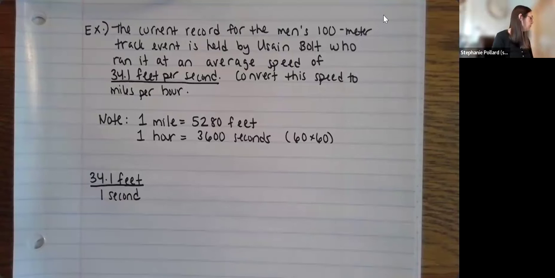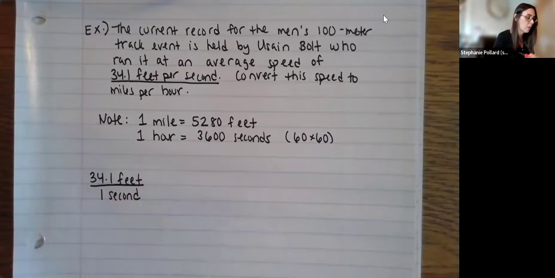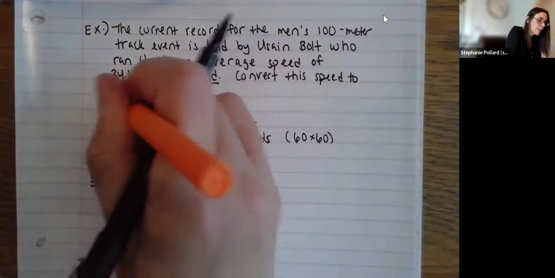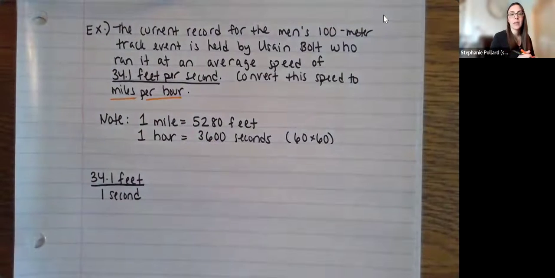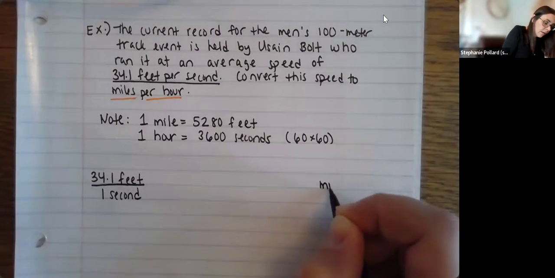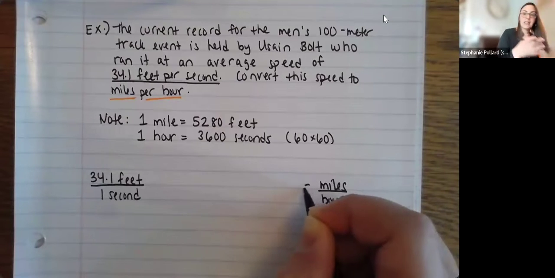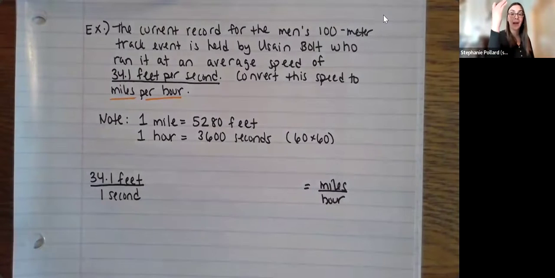Okay. All right. Now there's a couple of things we have to do here, because I need to change both of these units over, right? So I don't want it to be feet per second anymore. I want this to be miles per hour. So I would like my final answer to be like this, miles per hour, right? So I want to eventually get down to something like this, where I have miles on top and hours on bottom. So I have to get some things to cancel here.